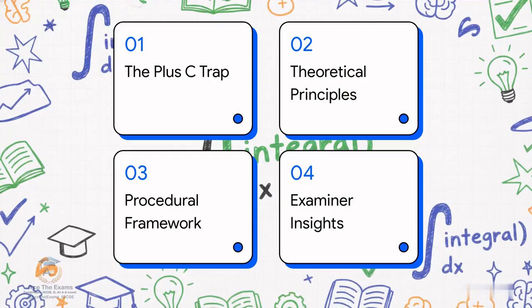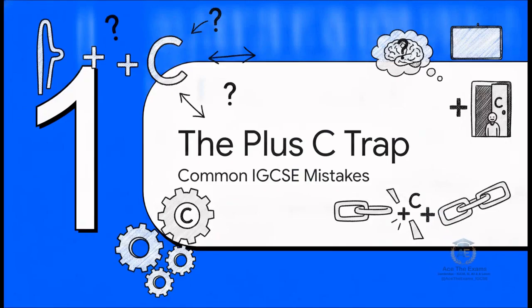So to make sure you never fall victim to this, here is our roadmap for today. First, we'll unpack the plus C trap. Second, we'll cover core theoretical principles. Third, we'll walk through the procedural framework. And finally, critical examiner insights. All right, let's start with section 1, the plus C trap, and the really common mistakes students make.